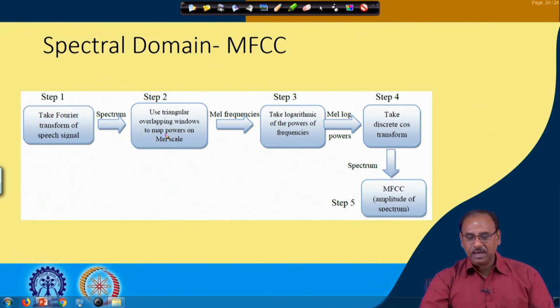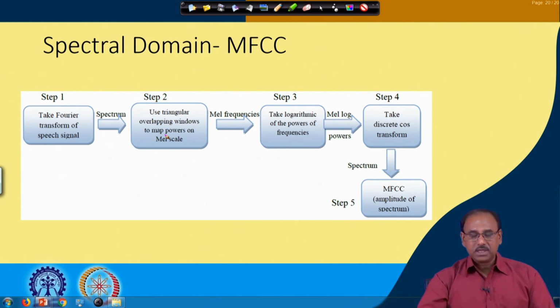Then after that you take the logarithm of the mel frequency coefficients. Why do you need the logarithm? Because again our auditory system is not that sensitive to loud signals, but it is very sensitive to the signals which are not so loud. So, you have to perform a logarithmic transformation.